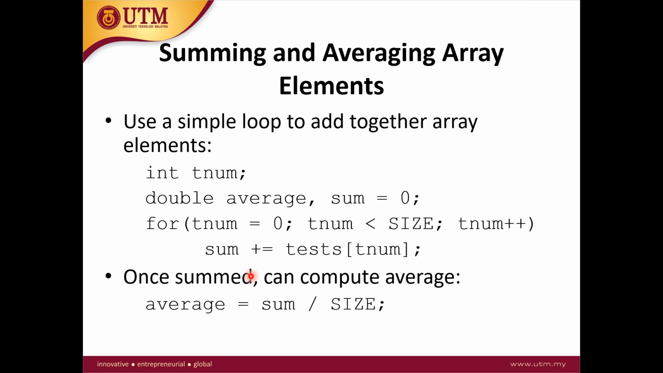Once we sum all the elements inside that array, we say average equals sum divided by size. The size of the array is going to be 5, and that means we've got 5 elements. We add them together and divide them by size, so the average is going to be calculated.